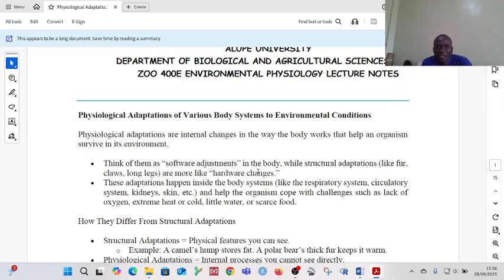So you can think of them then as software adjustments in the body, while the structural adaptations, what you can see with your naked eye, the changes, for example, in the color, the changes in the clothes, in the length, those can be looked at more like the changes in the hardware. So these physiological adaptations happen inside the body systems. So you can talk of inside the respiratory system, inside the circulatory system, inside a kidney, or with respect to the skin.